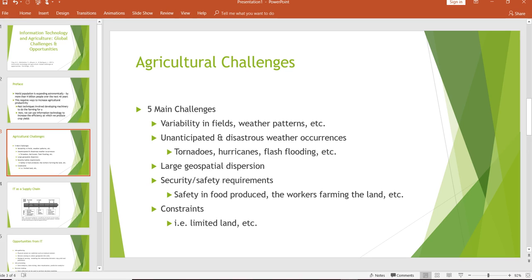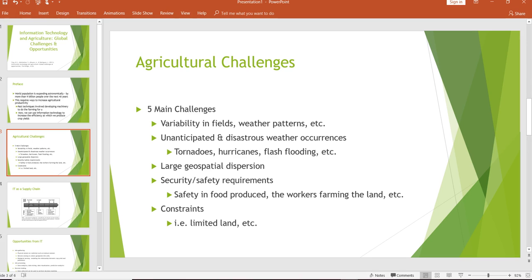So what we're talking about here are the extreme weather events that seem to be more problematic than they used to be, and certainly more common. Tornadoes, hurricanes, flash flooding, things of that sort. Large geospatial dispersion. And then the fourth one is security and safety requirements. All they're talking about here is that they want safety in the food produced, which can be hard to do, especially with the changing climate. We also want safety and security with the workers who farm the land. That's a challenge. In other words, producing, for example, equipment that's safe to use.